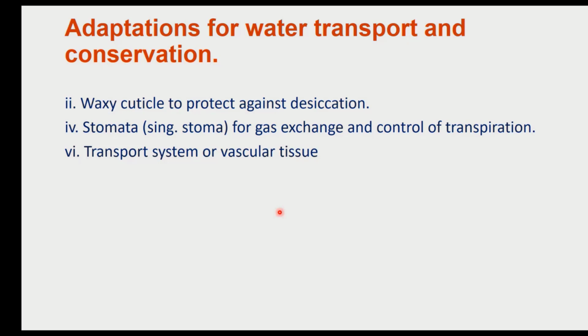So also, if you look into this, the first statement here, waxy cuticle to protect against desiccation. Desiccation is another terminology, which is to safeguard against the process of drying out or dehydration. This is critical. So this adaptation for water transport and conservation will be crucial, not only for plants but also in other organisms such as animals, particularly those who are found in arid environments.